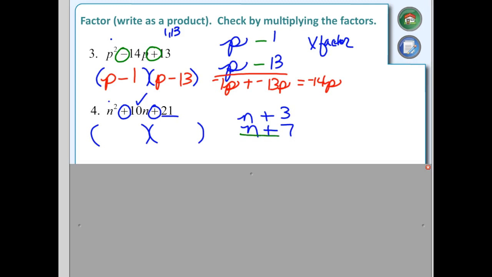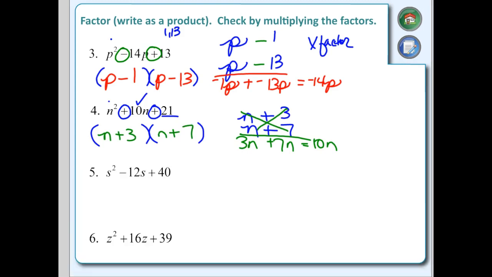Okay, we're going to x factor check the middle. We've got 7n plus 3n equals 10n. So the middle checks. And so our binomials would be n plus 3, n plus 7. Nicely done.